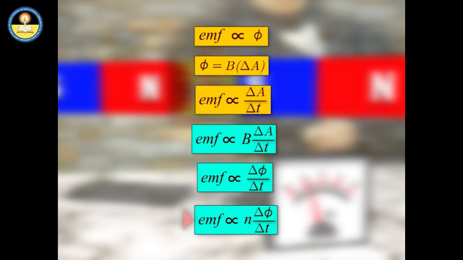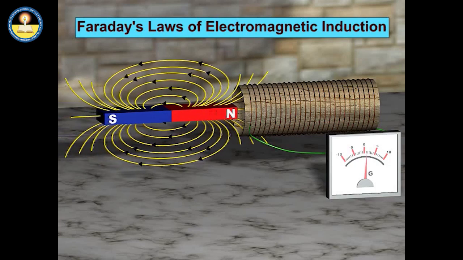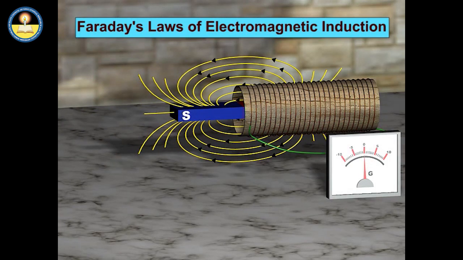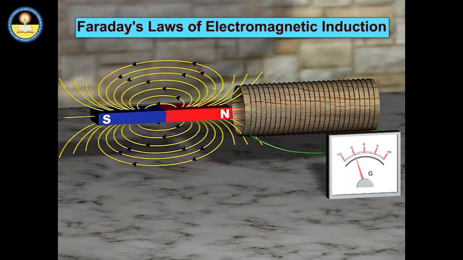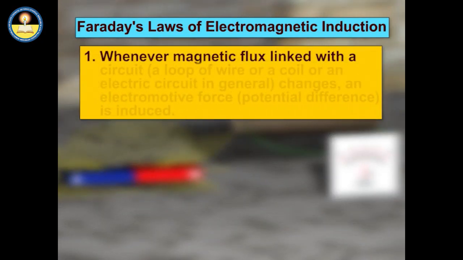The magnitude of induced electromotive force also depends on the number of turns in the coil. If the number of turns increases, then the induced electromotive force also increases. The results of Faraday's experiments on electromagnetic induction are known as Faraday's laws of electromagnetic induction. These laws are stated as follows.